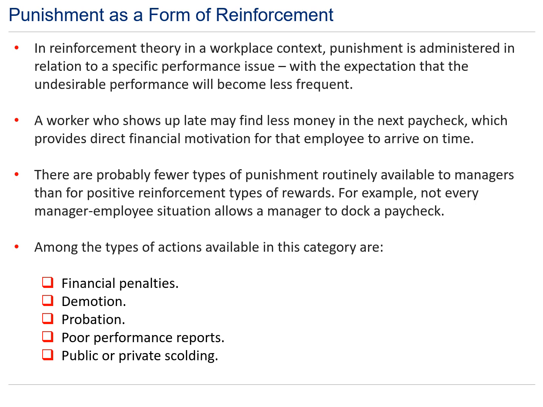Punishment as a form of reinforcement. Now, punishment can be used as a form of reinforcement when there is an undesirable behavior. So, when the employee's behavior is undesirable, punishment can be used as a form of reinforcement. In this reinforcement theory, punishment is administered in relation to a specific performance issue with the expectation that the undesirable performance will become less frequent and the employee will be demotivated to show that undesirable behavior.